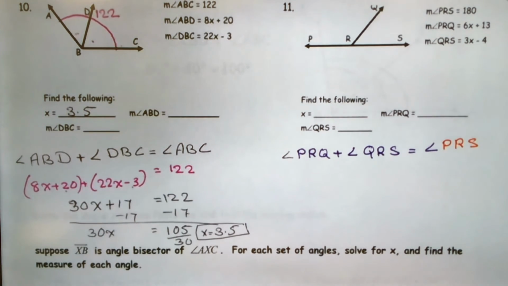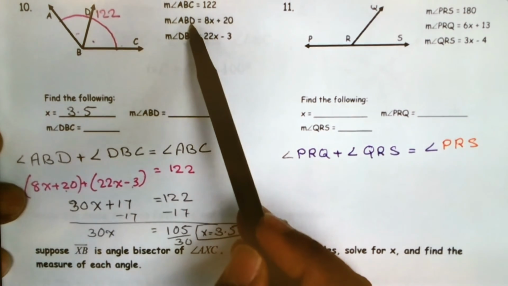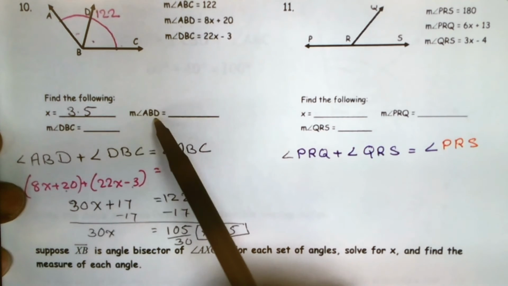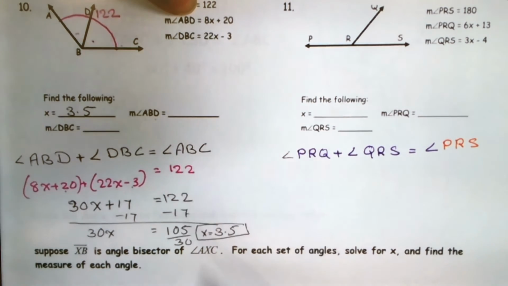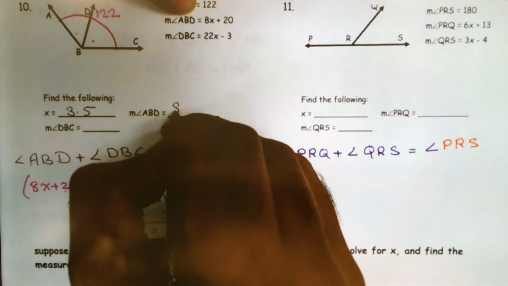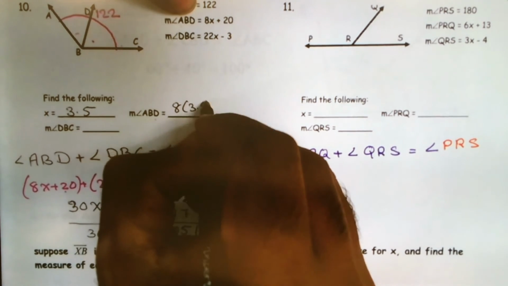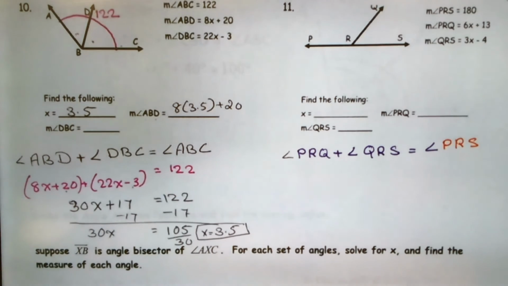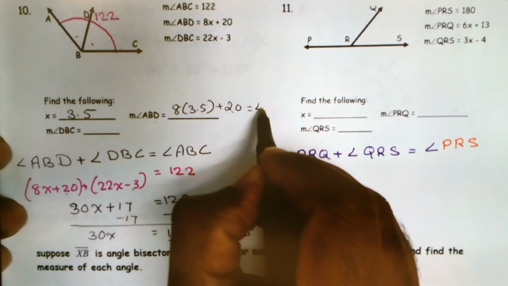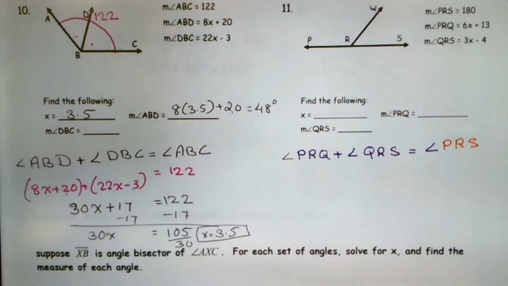Now I need to figure out the measure of angle ABD. So I have ABD here. So plug in 3.5 for x. So that becomes 8 times 3.5 plus 20. So 8 times 3.5 is 28. 28 plus 20 is 48 degrees, the measure of that angle.